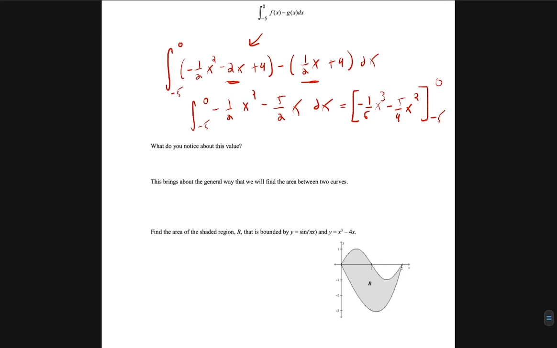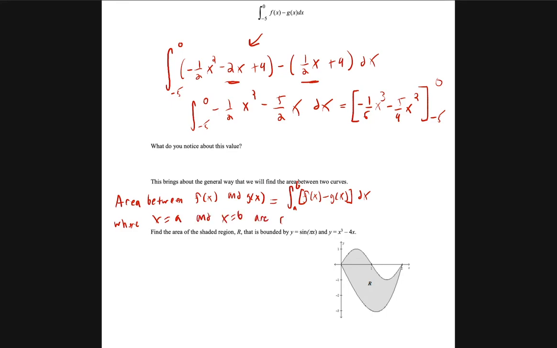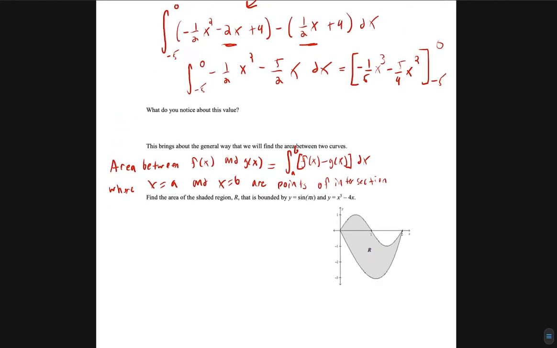But it tells us the general way we find the area between two curves, the area between f of x and g of x, is the definite integral from a to b of f of x minus g of x with respect to x, where x equals a and x equals b are points of intersection. And same rule here, you want to go left to right or you're going to get this backwards. So a needs to be the intersection point on the left, b needs to be the intersection point on the right.